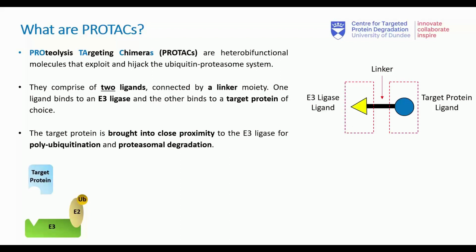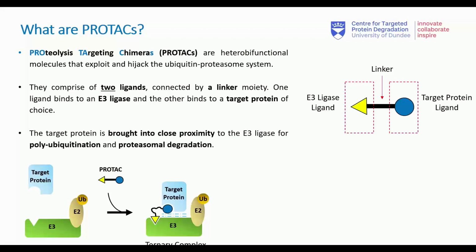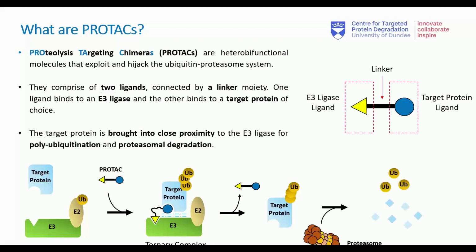When you have the target protein and E3 ligase, they will not interact together, because the target is not the E3 ligase's natural substrate. But when you add your PROTAC, a ternary complex is formed between your target protein and the E3 ligase. Polyubiquitination can then occur from the E2 conjugating enzyme. The PROTAC is then ejected and leaves behind your tagged target protein. And then this is recognized by the proteasome, and the protein is degraded.